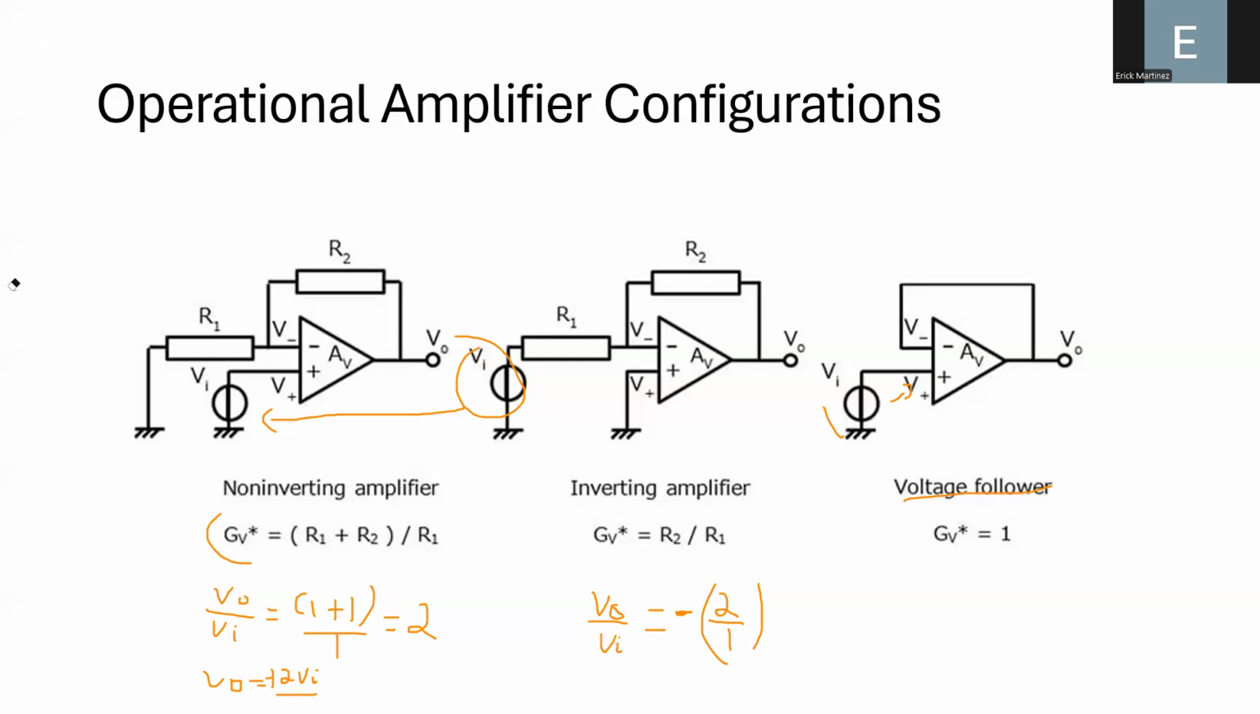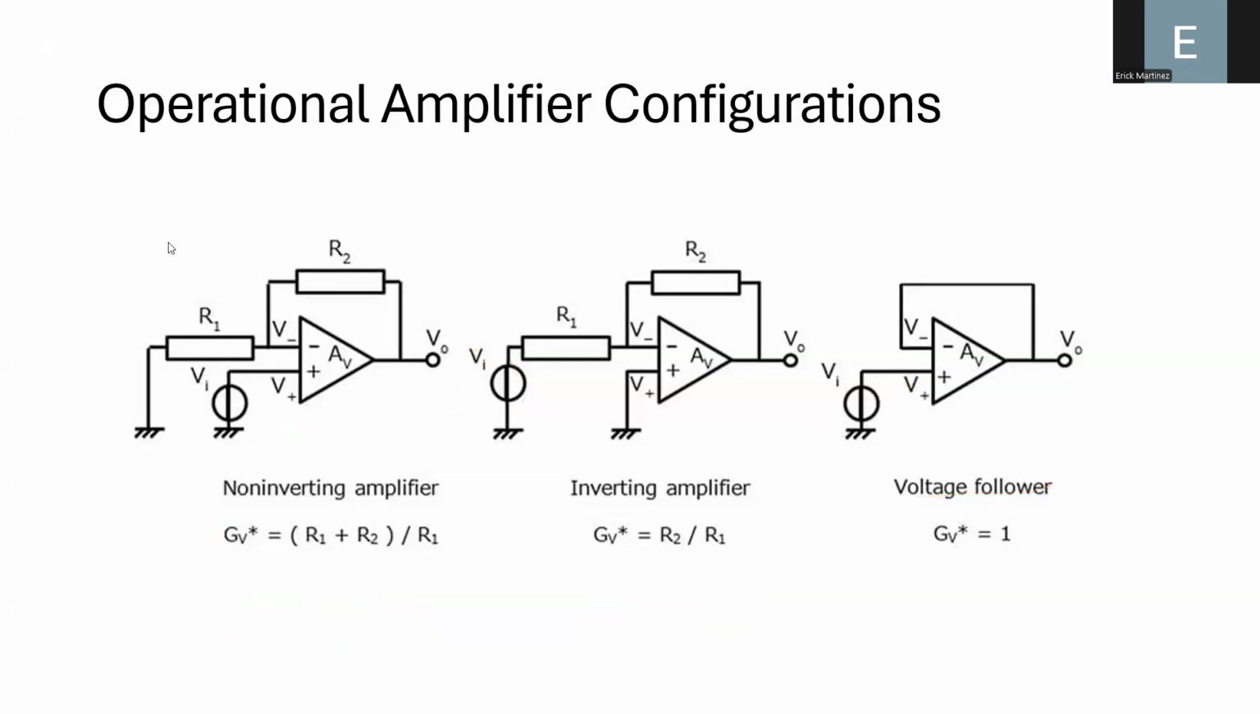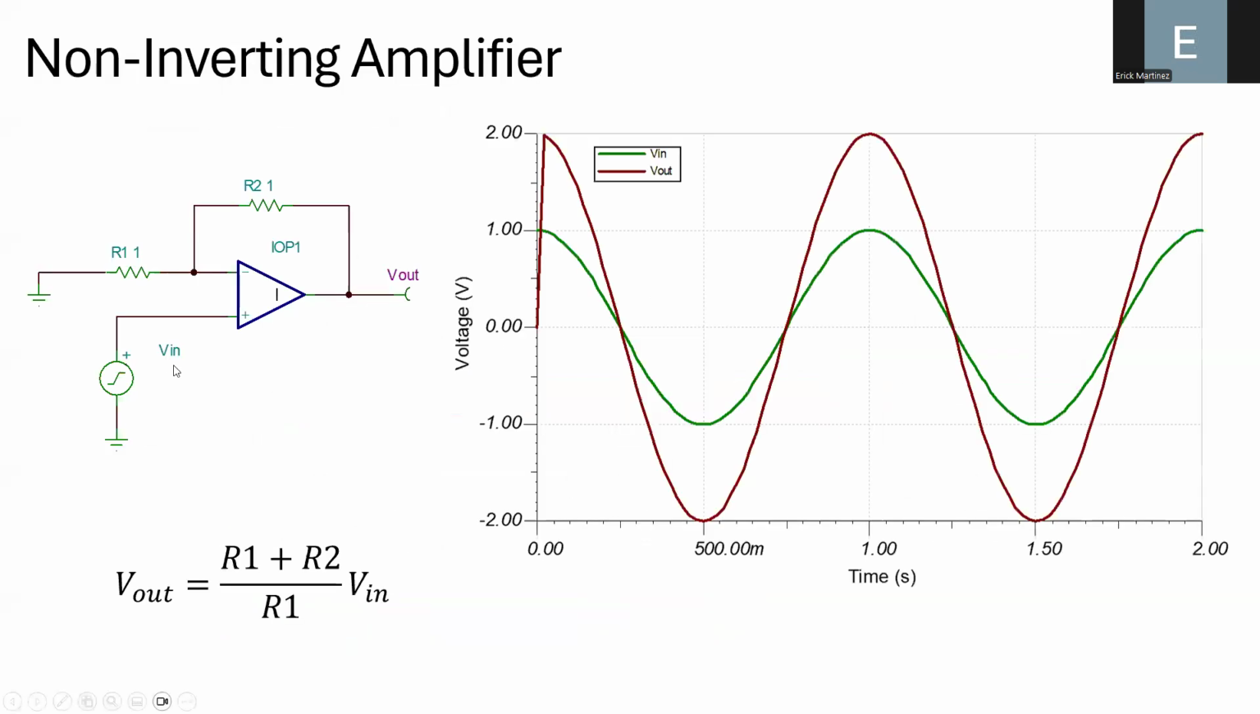Okay. So these are the three configurations of operational amplifiers that you can use. And here I am showing you an example, a simulation that I made in Tina. For example, this is the simulation of a non-inverting amplifier. You can see that I set the value of R1 and R2 equal to 1. So that means that my signal should be amplified by 2, according to the expression that I place here. And this is the result of the simulation.